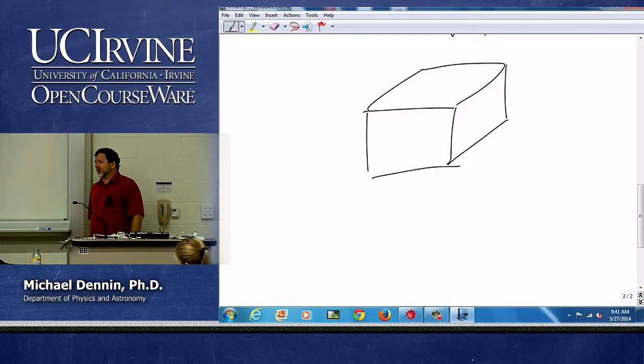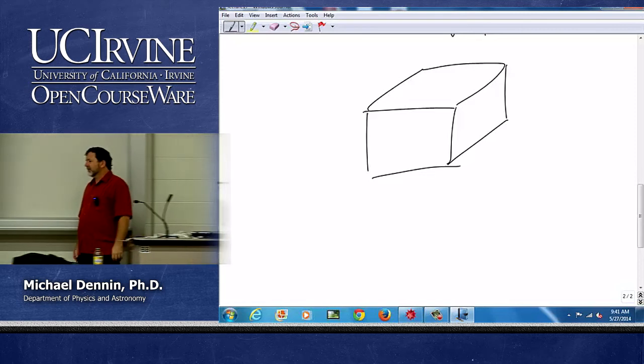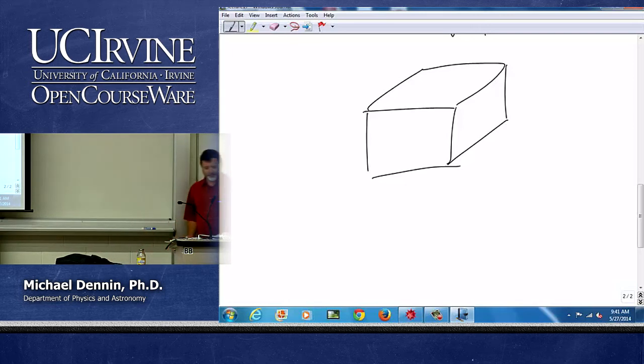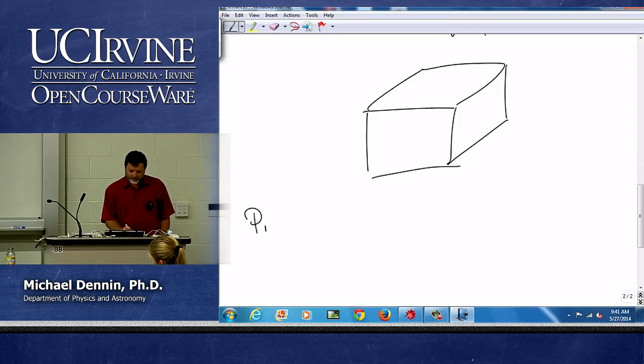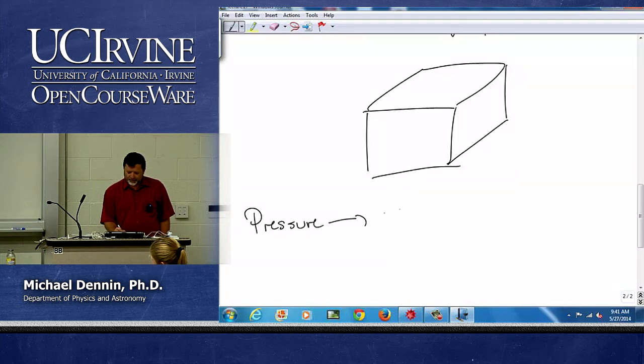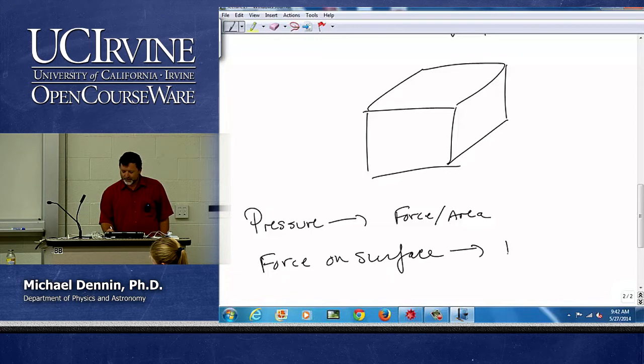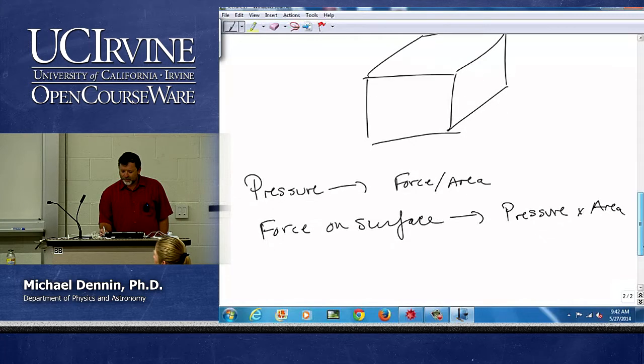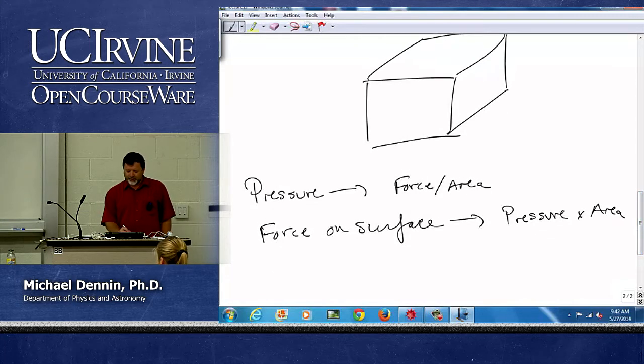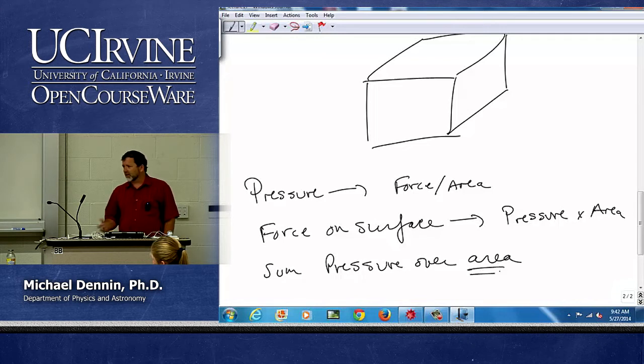Well, if I'm in a fluid, there's pressure everywhere. So pressure is a force per area. So the force on the surface is the pressure times the area. So if I want the force on this whole thing, I presumably would sum the pressure over the area. What does that look like?